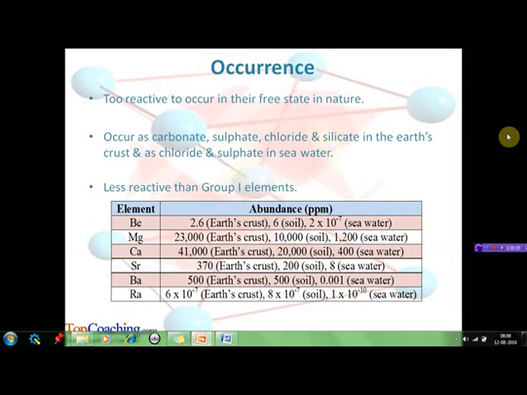The alkaline earth metals are comparatively less reactive than the alkali metals, that is group 1 elements. Still, their reactivity is too high for them to occur in their free state in nature. Therefore, they are always found in combined state, generally as carbonate, sulfate, chloride, and silicate in the Earth's crust, and as chloride and sulfate in seawater.